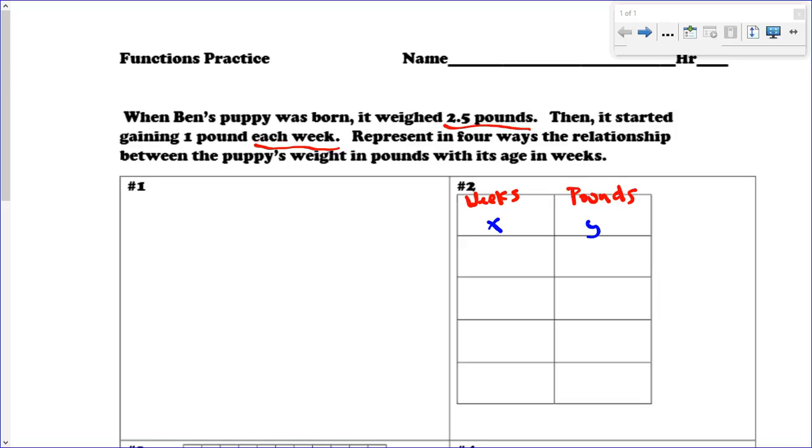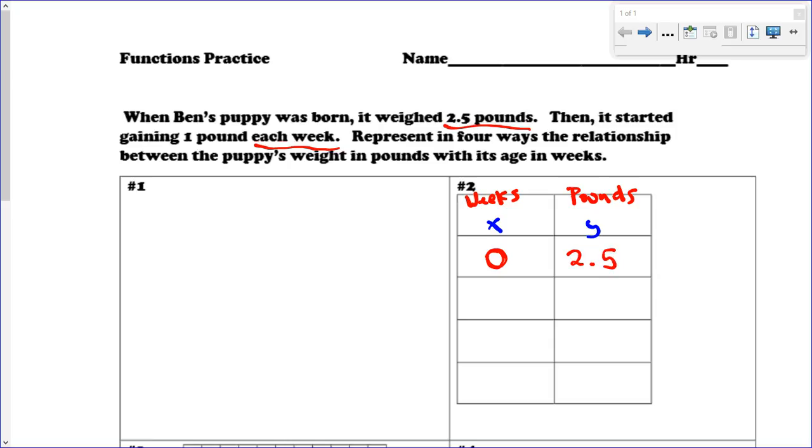Now, right off the bat, there is always a mistake that some students make. They want to skip ahead to the first week, week number 1, when really, when the puppy is born, has it been old enough? Like, could we count it as 1 week old? No, we can't. It's 0 weeks old. It's barely been born. So when it is born, when it hasn't lived a week even, how much does it weigh? It weighs 2.5 pounds.